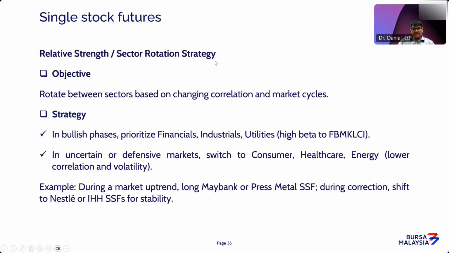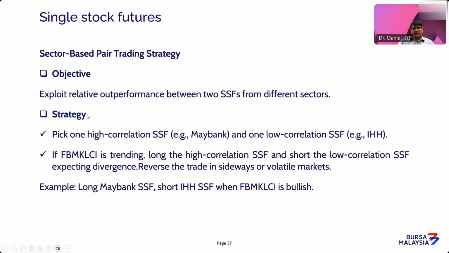Next, relative strength or sector rotation. During bullish, you can prioritize financial, industrial, utilities because they have a high beta to FBM KLCI. However, during uncertainty, when you don't know where the market is going, try to switch to consumer, healthcare, or energy due to lower correlation and volatility. So, for example, during a market uptrend, you can long Maybank or Press Metal. During correction or reversal, you can change to Nestle or IHH. So that is relative strength.